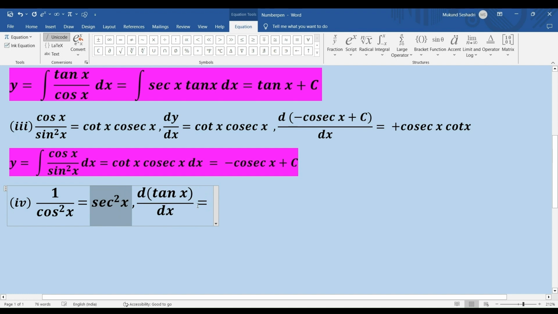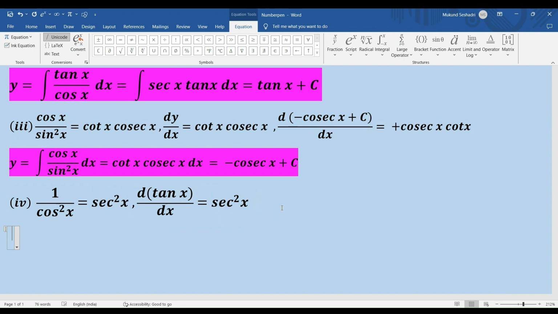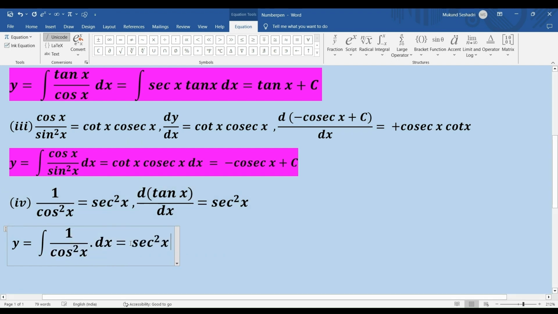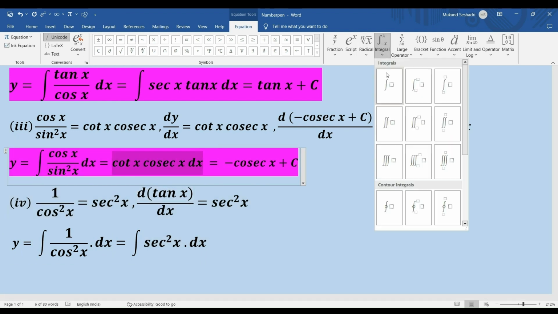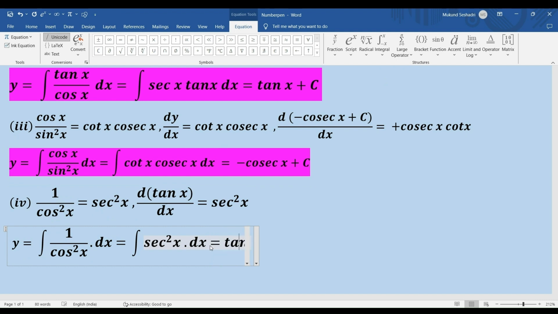And therefore, what is my y now? Y, which is the antiderivative of the given function, the integral of 1 by cos square x dx, equals the integral of secant square x dx. Remember that we have the integral sign here, and my apologies, looks like I missed it in the previous problem. Let me add it out here, right? So secant square x dx, and therefore my antiderivative would be tan x plus c, right?